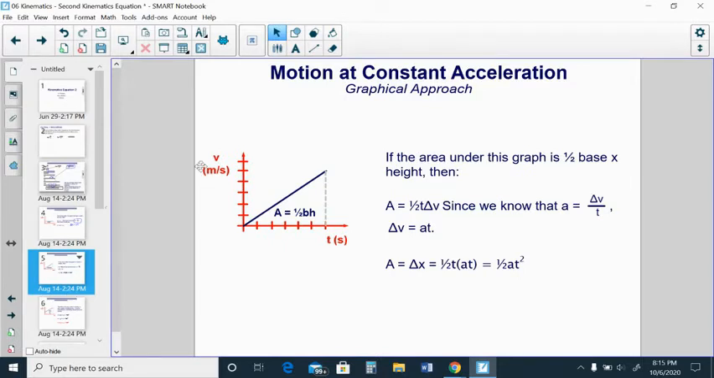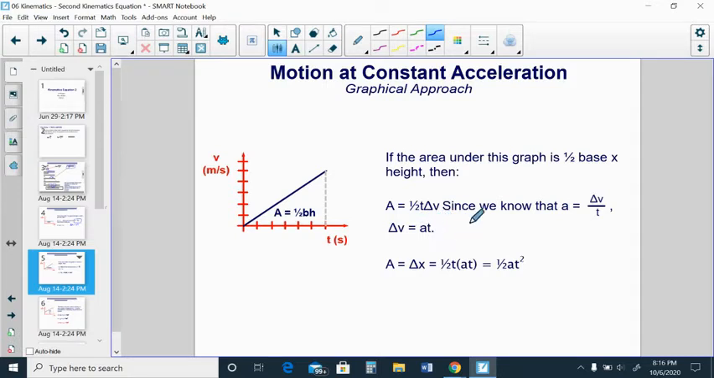Now let's say we have a constantly changing velocity here. So now we have a slope involved, and you'll have to find the area of a triangle instead. The area of a triangle, if you recall from geometry, is half base times height. So if the area is half of the base, which is time, times height, which is change in velocity, and we know that acceleration equals change in velocity over time, then change in velocity equals acceleration times time.